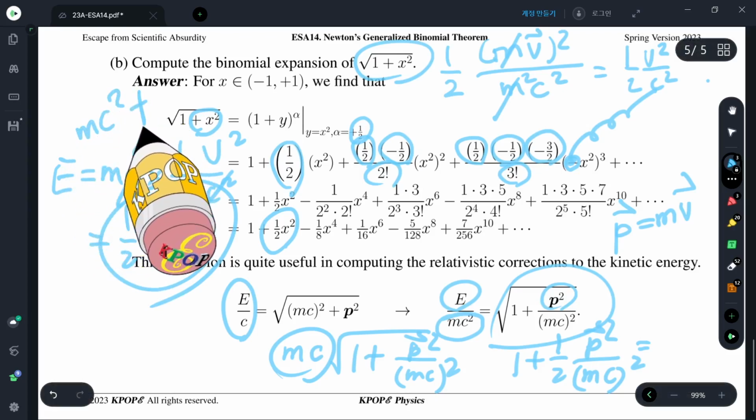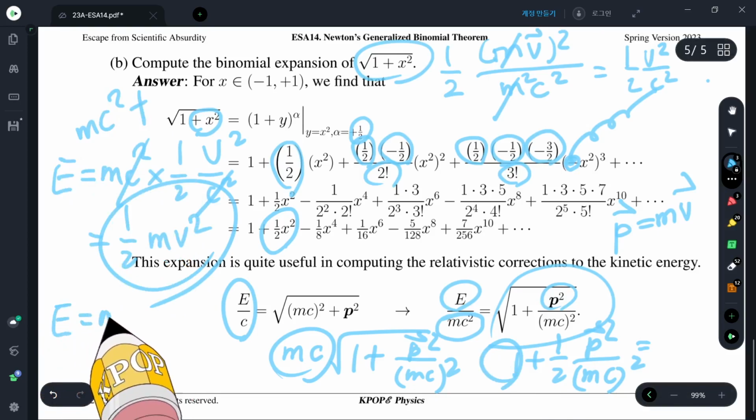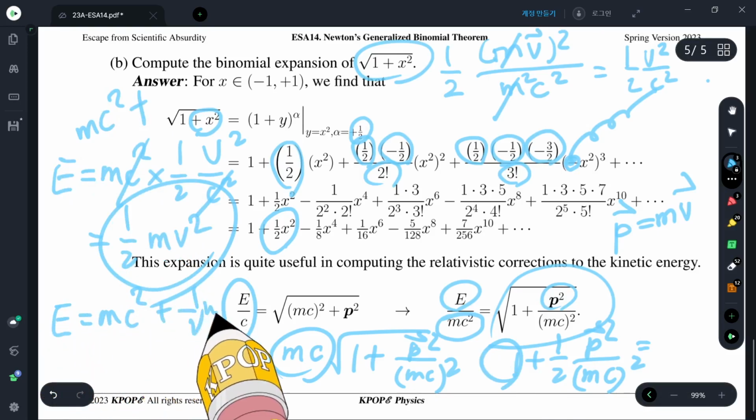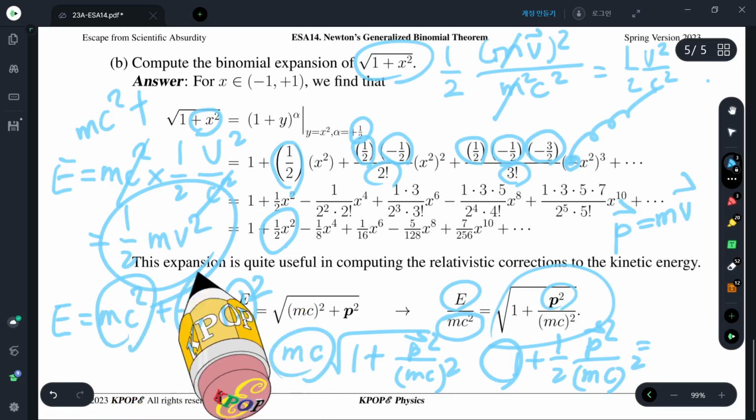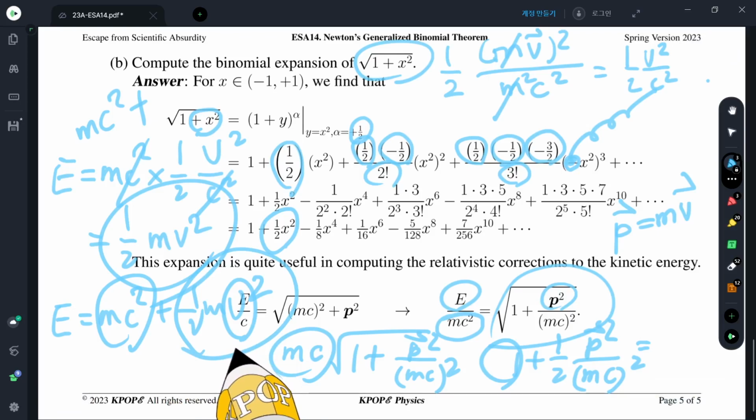So it's mc squared plus, so we missed this term. So energy is mc squared plus 1/2 mv squared. It's the rest energy, plus the kinetic energy in classical mechanics, the Newtonian mechanics.